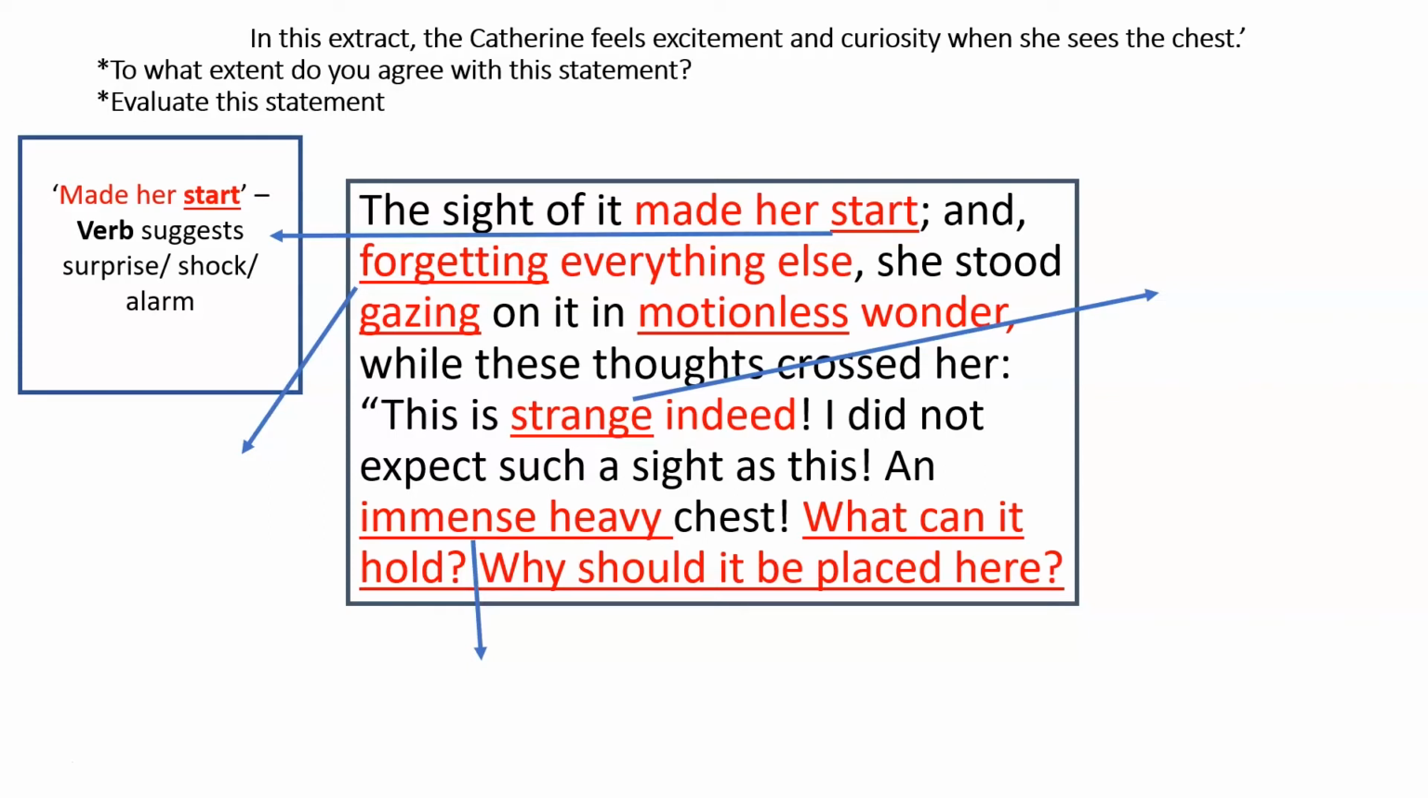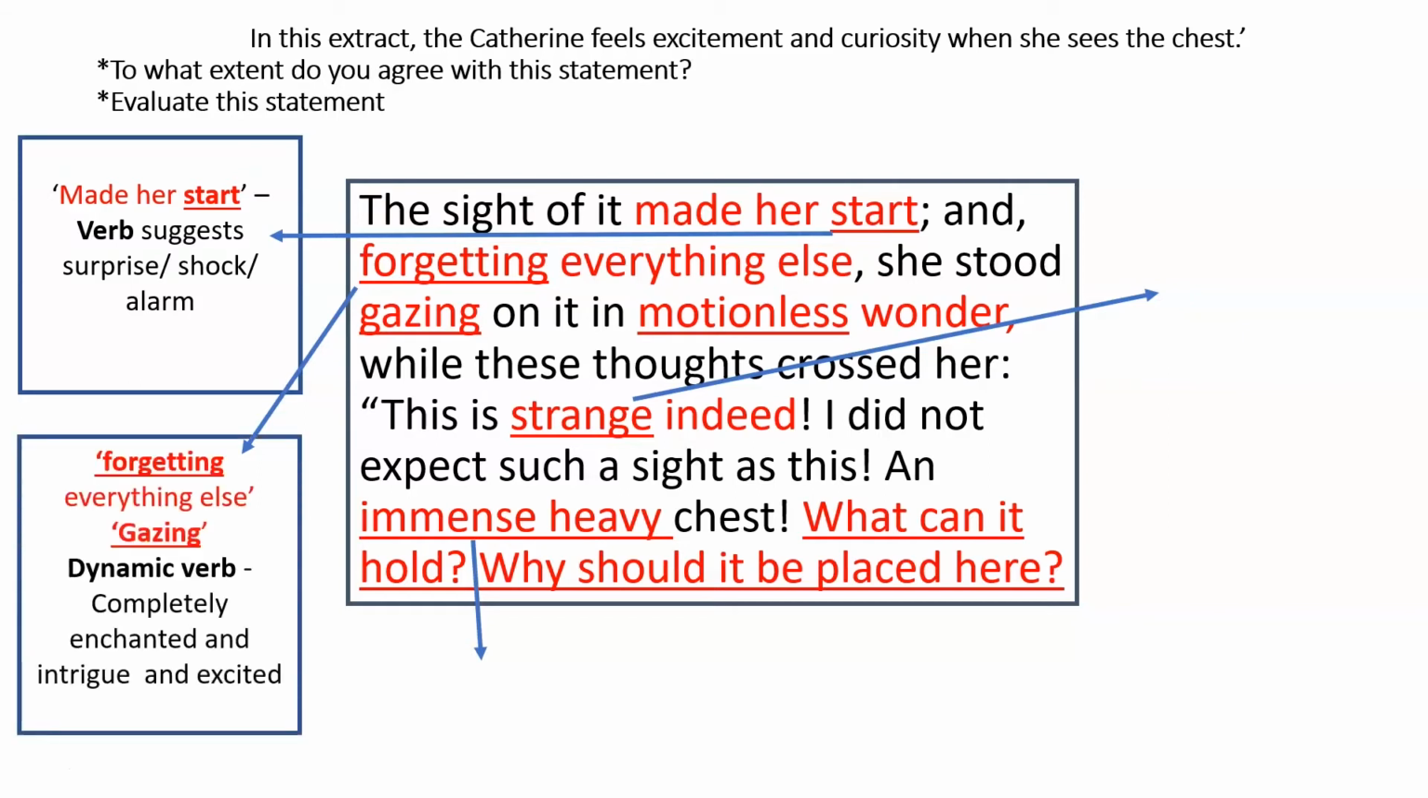In this case, because she's forgetting everything else and she's continuously gazing at it, it shows that she's quite enchanted by the chest, perhaps. She's mesmerized by the chest. She's intrigued by the chest. So there we go. We've got "forgetting" and "gazing." These are dynamic verbs, suggesting that she's completely enchanted, that she's intrigued. She's probably excited to see what's inside. She might be quite an adventurous girl, okay? And of course, if she's gazing long and hard at the chest, she's obviously curious as well.